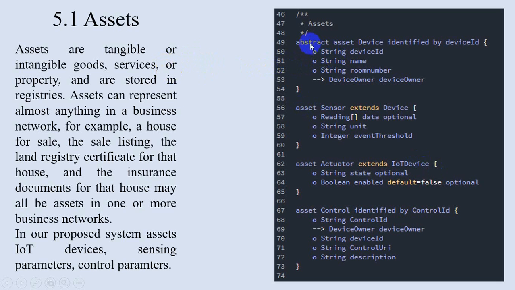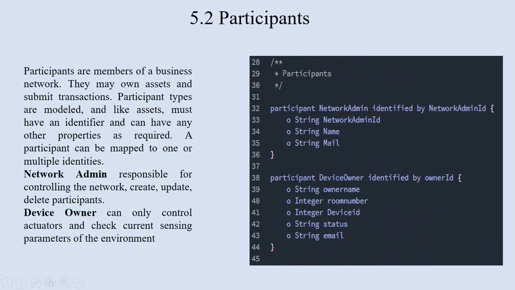And we have a device ID. We have a device ID with a string device ID name, and it will include room number and device owner, and sensors and actuators. Control parameters are, for instance, identified by a control ID. The device owner can control only the string device ID, and the control URI and a string description of control will be given here.